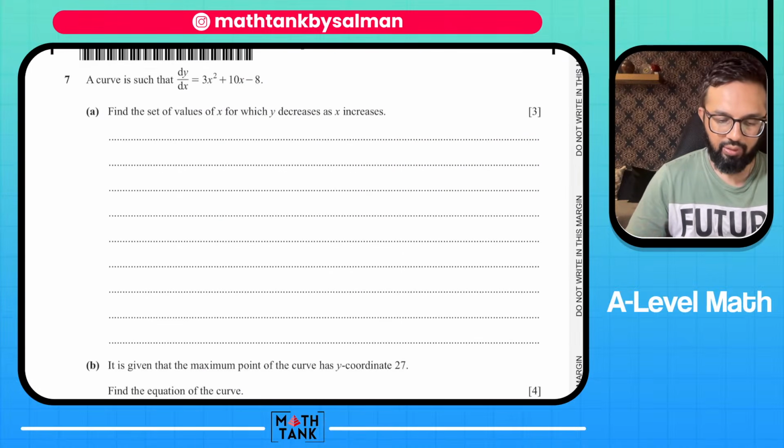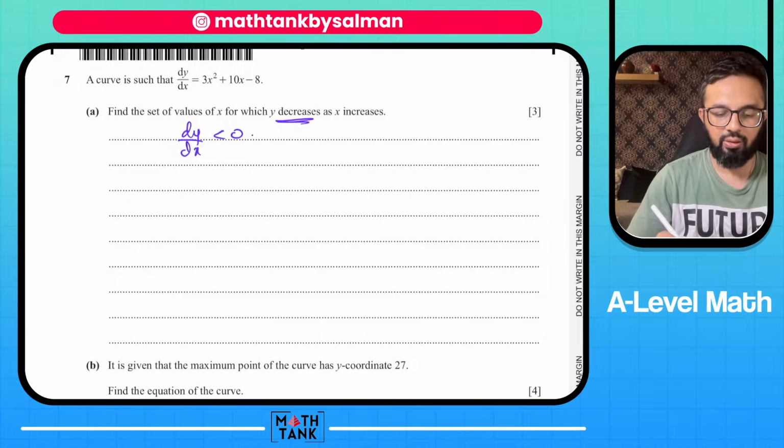Okay, question number 7. A curve is such that dy by dx is this. Find the range of values for which y decreases as x increases. So I want this to be a decreasing function, which means that I want dy by dx to be less than 0.